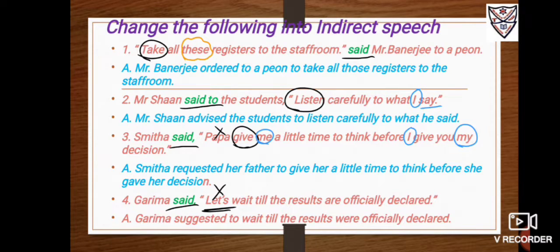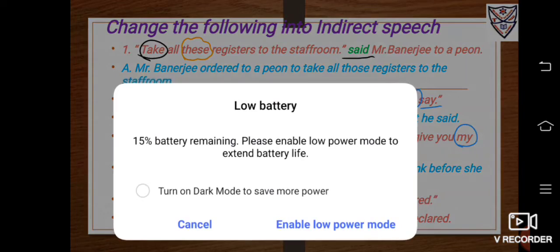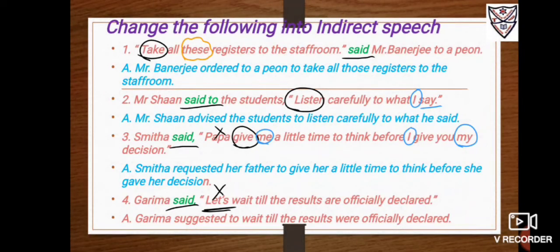Number 3, Smita said, "Papa, give me a little time to think before I give you my decision." So it is Smita telling her father. So she is requesting her father. So Smita requested her father. Now reporting verb is said, so we'll underline said. Now give is the verb. So it is Smita requested. This becomes to give.